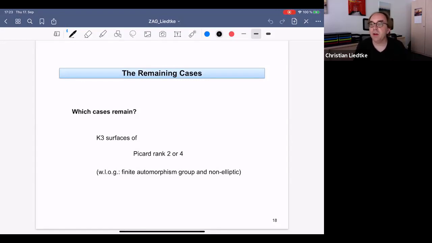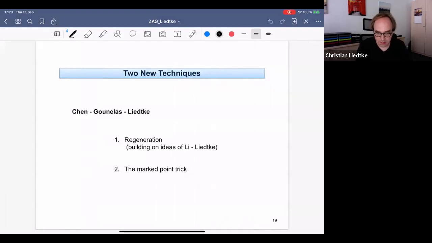So the question is, how can you deal with them? They are not very general and they are not very special either. And to explain how to deal with these remaining cases, I should say that we introduced, now coming back to work with Shi Chen and Frank Gounelas, two new techniques. One is called regeneration, which is an improvement on ideas of the article that I have with Jun Li. This is interesting because it gives a sort of cleaner, slightly easier proof for odd Picard rank, and a new ingredient which is called the marked point trick. I will comment on what that is.